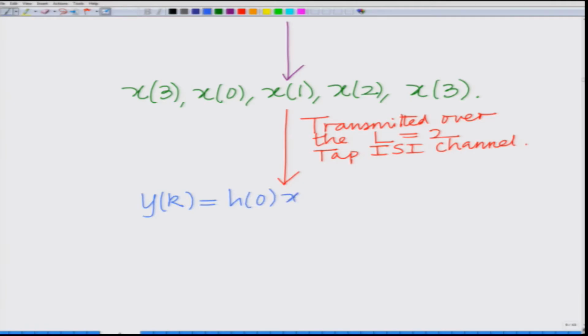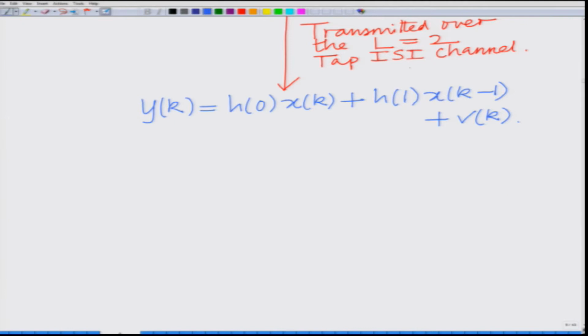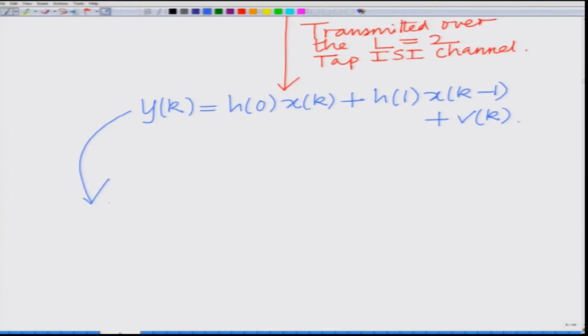your yk equals h0 xk plus h1 xk minus 1 plus vk, all right. So, once you transmit the time domain samples with the cyclic prefix over this intersymbol interference channel, now what happens? Basically the action of the channel over the samples is that of circular convolution. Therefore, what you have is the received output y is h, which is circularly convolved with x, plus v.